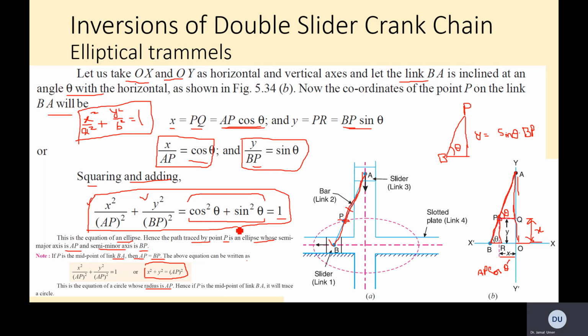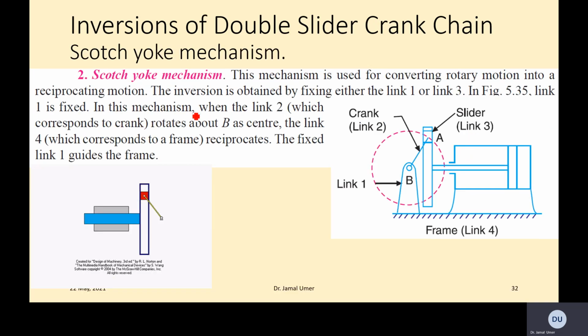All right, so this is one of the double slider crank chain, the elliptical trammels. Then we have the Scotch yoke mechanism. This is also quite interesting actually.